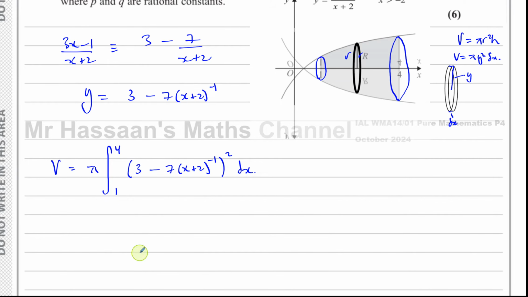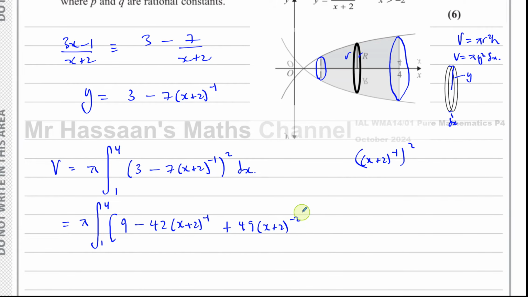Now to integrate this, I need to expand this bracket, which looks like a bit of hassle, but we'll do it. So we have pi times between 1 and 4. If you square 3, you get 9. And then we're going to have 3 times this term doubled. So 3 times 7 times this, that's 21, doubled is going to be minus 42 times (x plus 2) to the power of negative 1. And then you're going to square this last term, so you're going to have plus 49. And if you do (x plus 2) to the power of minus 1 and you square it, you multiply the power, so you'll have (x plus 2) to the power of negative 2.